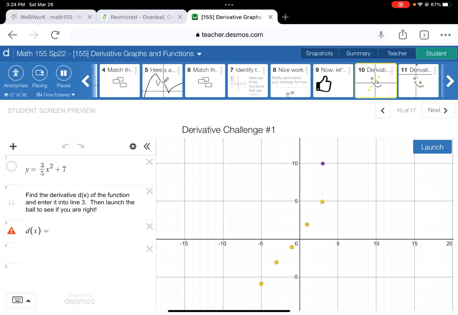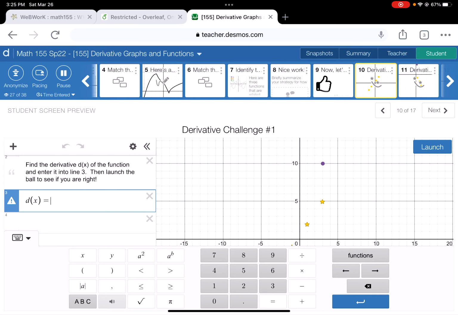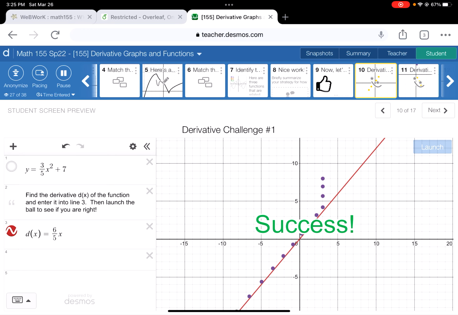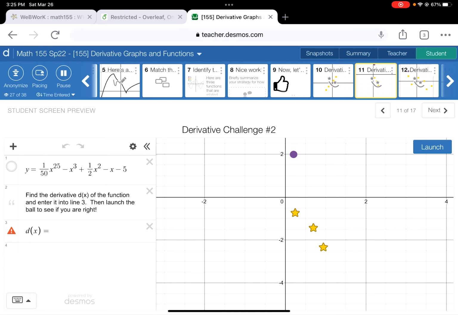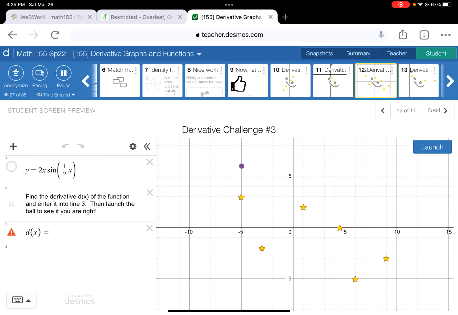I have complete faith that you can compute the derivative of this. It's just the power rule. Bring that 2 down, you get 6 over 5x. So we have 6 over 5x. All right, and if we launch this ball, then it's going to kill all those stars. And here we just have more power rule, and I have complete faith that you can do that. Okay, now we get to something a little bit more tricky.